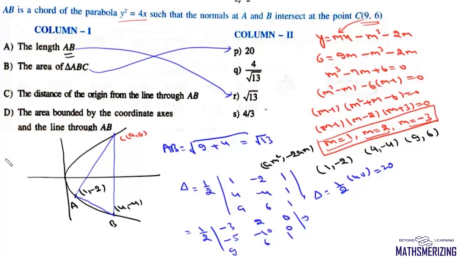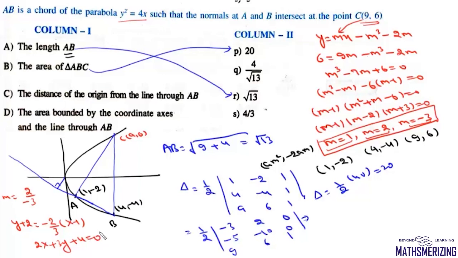Now the third one is the perpendicular distance from origin of this line AB. So here we'll need to find the equation of this line AB. So first we'll find the slope. Its slope will be y2 minus y1 upon x2 minus x1, so it will be 2 upon minus 3. And we can write this equation as y plus 2 equals minus 2 by 3 times x minus 1. So it will be 2x plus 3y plus 4 equals 0.